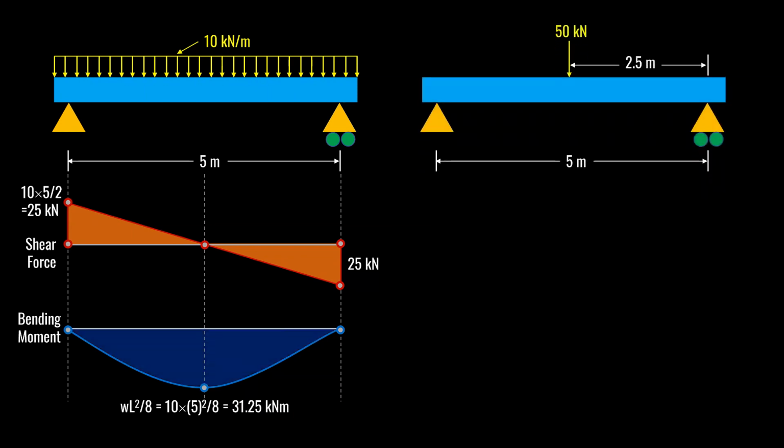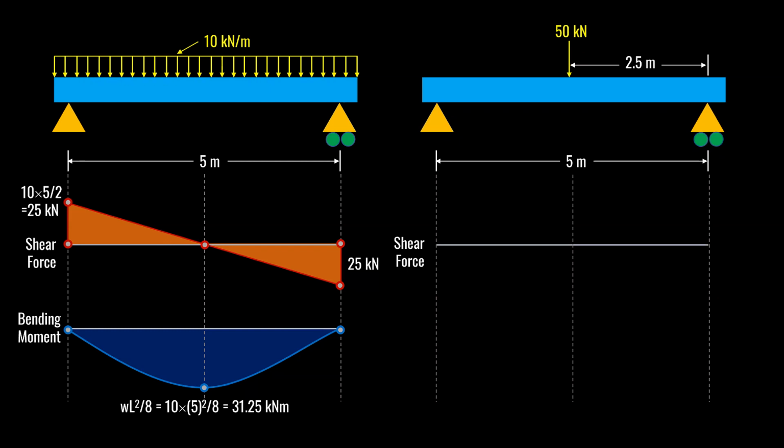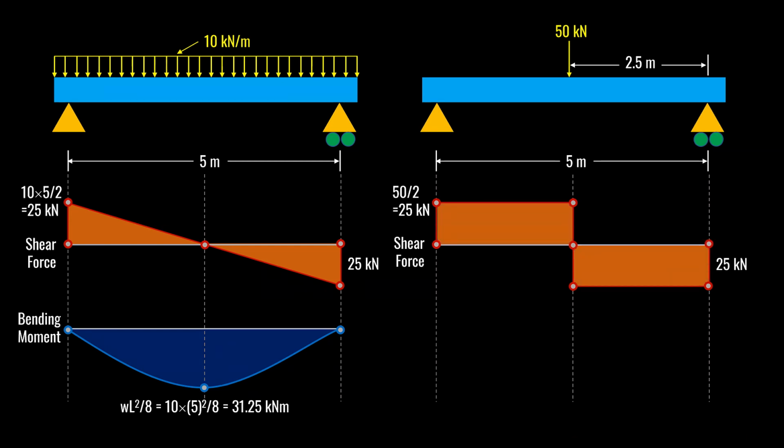In case of a central point load, we have shear force as P over 2. P is 50, and it will continue to the central point. Then it will come down. We will have negative 25 at the right side. This is how we draw the shear force diagram for a central point load.